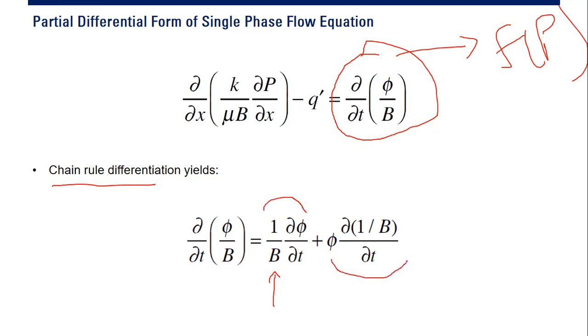And then for this part, I assume porosity constant, so porosity can go out here, but 1 per B will be variable. Okay, will change as per pressure, for example. So I have porosity multiplied by d(1/B)/dt. So that's the chain rule.